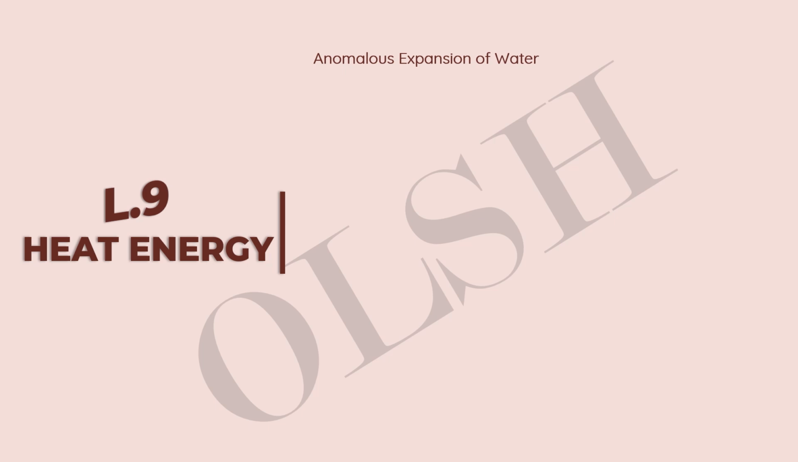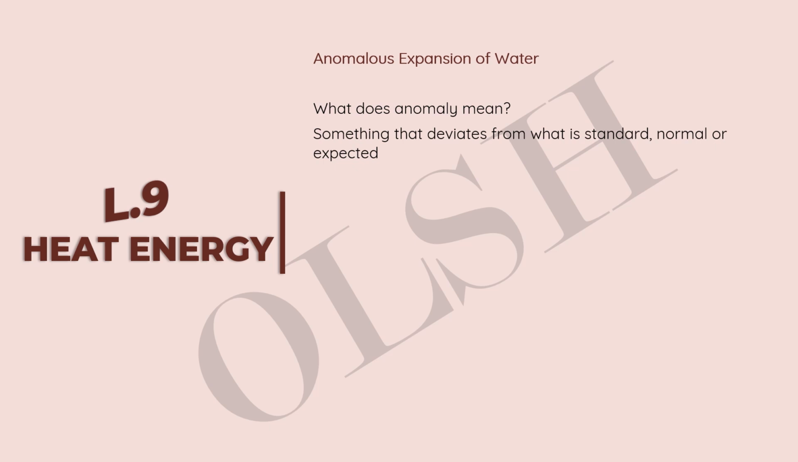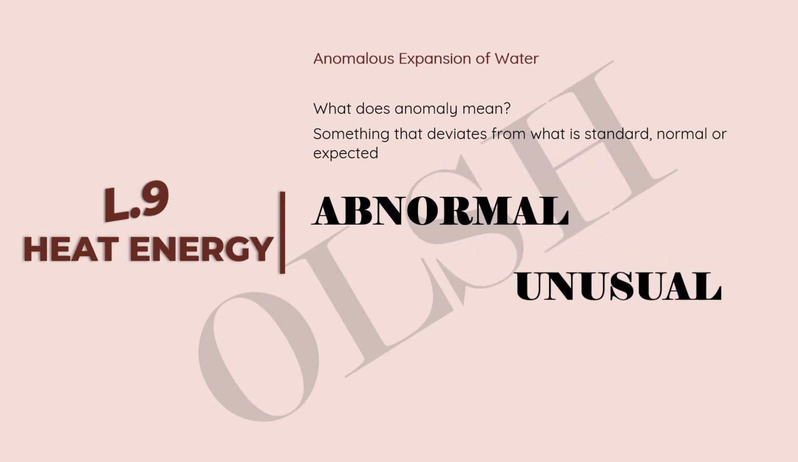First of all, I want us to go to the dictionary. What does anomaly mean? When you say this is an anomaly, what does it mean? A quick search on Google will help us see that it is something that deviates from what is standard, what is normal, or what is expected. You have a standard, or something that you expect, or a norm, and this particular thing deviates from it. It is an anomaly. So when we talk about the anomalous expansion of water, it means there's an expectation we have for expansion, but for water, that expectation is not met.